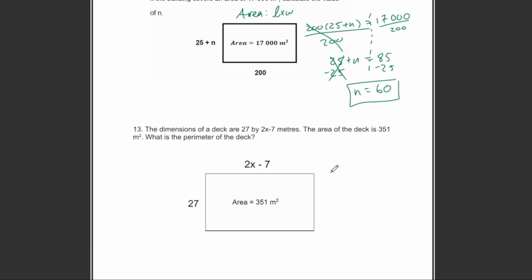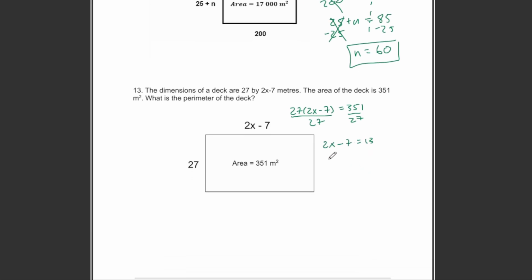So same idea. All right, so we've got the dimensions of the deck. So let's just rewrite that. Okay, we got length times the width, 2x minus 7. That's going to be equal to 351. Same idea, divide by 27, divide by 27. We get 2x minus 7 is equal to 13. Now remember, this is being multiplied, the 2 and the x, and then we're subtracting 7, so we're going to get rid of that 7 first. Plus 7, that goes away. We get 2x is equal to 20, because 13 plus 7 is 20. Now we're going to divide by 2, that goes away. x is equal to 10.